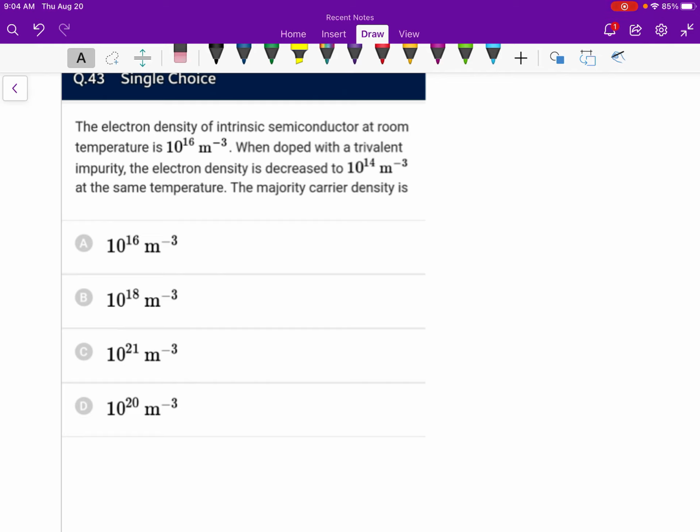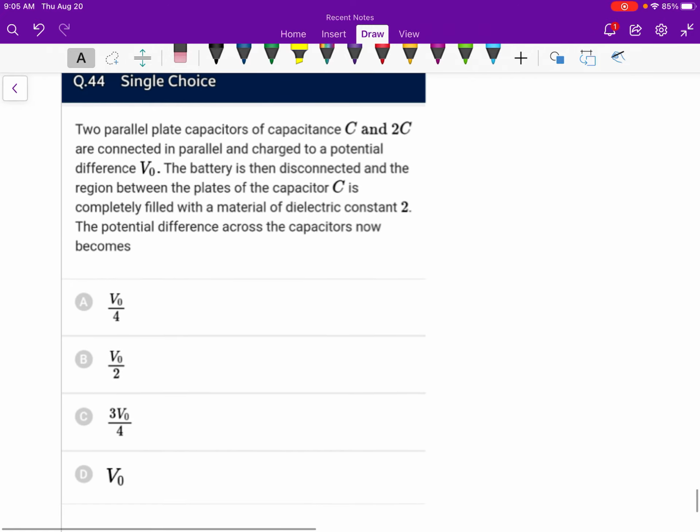The electron density of an intrinsic semiconductor, Ni, is given when it is doped with a trivalent impurity. Electron density Ne is given, and the majority carrier Nh we are to find out. So we know Ne into Nh is equal to Ni square. So Nh is Ni square upon Ne. There is a simple calculation we can do.